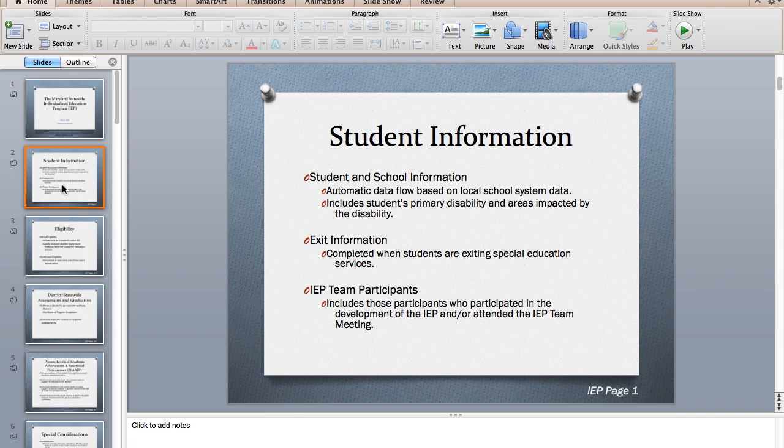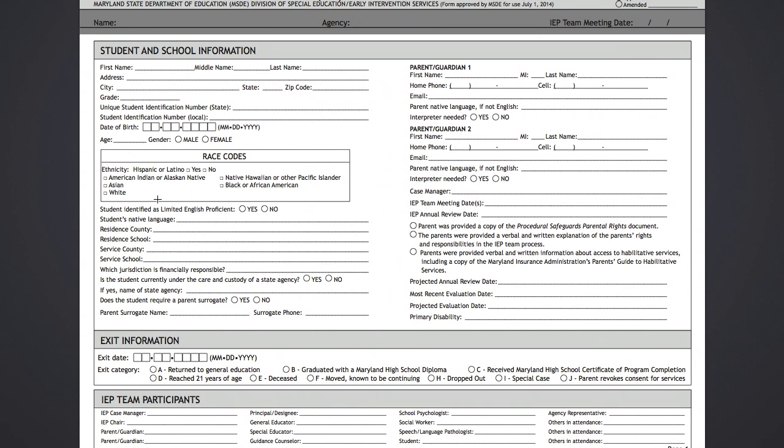So page 1 contains student information, and that's broken down into 3 parts: student and school information, exit information, and IEP team participants. So let's take a look at that now. You see that the IEP document is pretty clear. You'll note that there are headings throughout the document that delineate the different sections. The majority of the cover sheet is student and school demographic information. Below that you have exit information. This may not apply to all students, but we'll talk in just a minute about what that is. And then your IEP team participants.